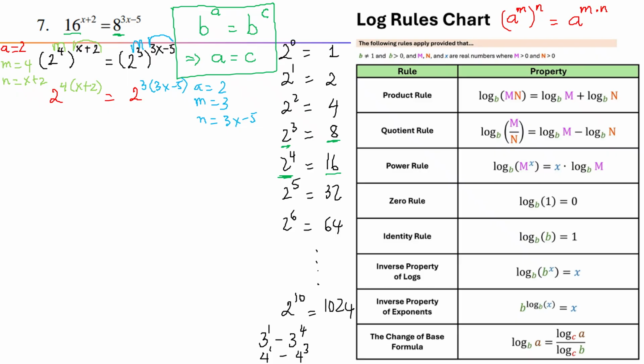Now you see that our base is 2, right? So we have the same base, 2. We set the exponents equal to each other. So we have 4 times x plus 2 equals 3 times 3x minus 5.